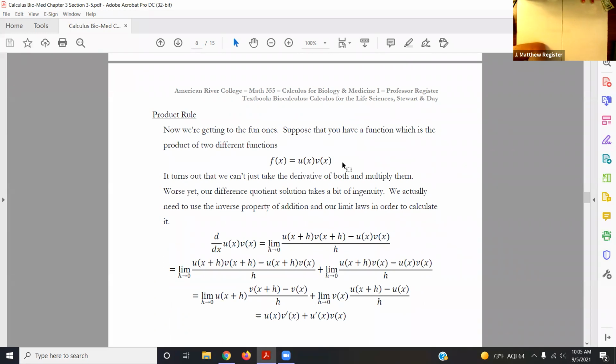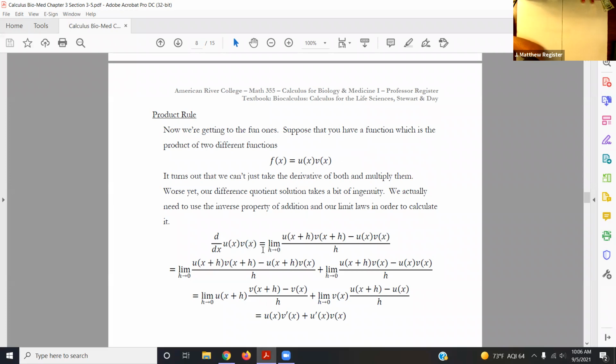Well, we can't just take the derivative of each and keep it as a product. That's unfortunate. It'd be very nice if we could, but it does not work that way. And we can actually do the difference quotient definition on this function and see what happens. And that's what I've got worked out here.